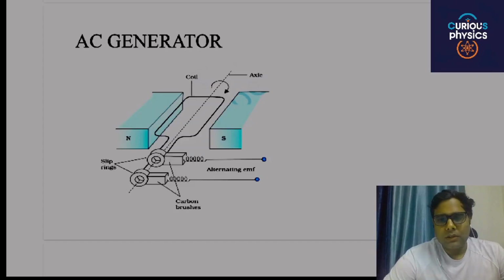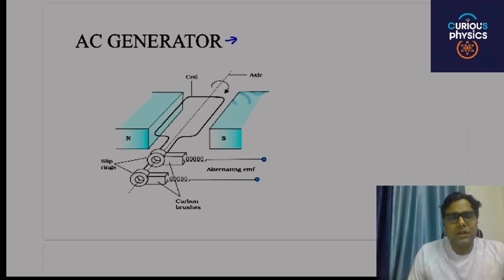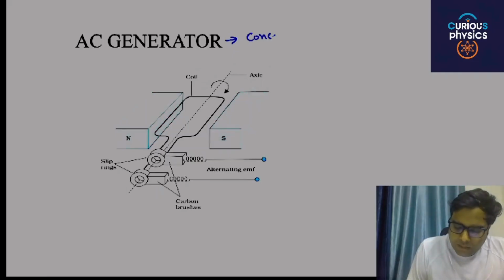Today, I am going to start the third part of this particular chapter, electromagnetic induction. In this part, we will discuss the application part of how to produce current with the help of change in magnetic flux. The AC generator is a device which uses the basic concept of change in magnetic flux to produce alternating current, or simply current. This is the basic concept of the AC generator.